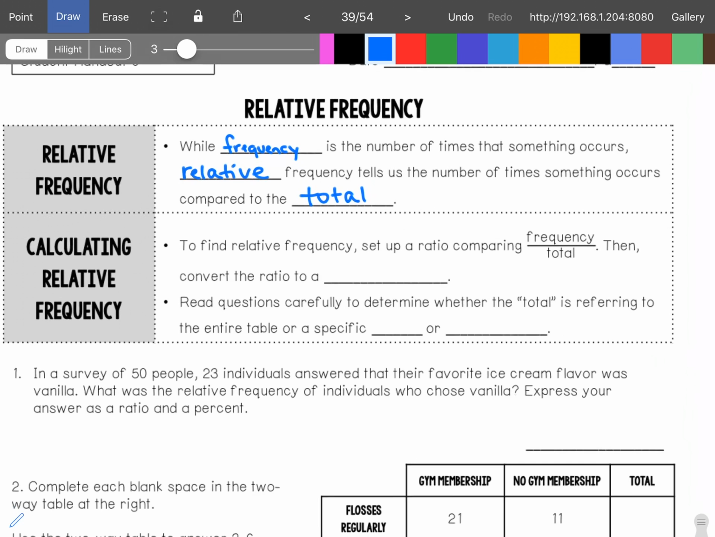All right, calculating relative frequency. To find relative frequency, set up a ratio comparing frequency over total. Then convert the ratio to a percentage. Read questions carefully to determine whether the total is referring to the entire table or a specific row or column.